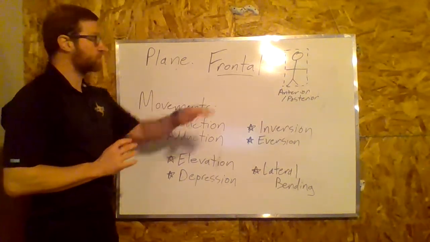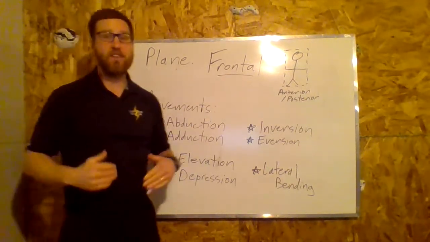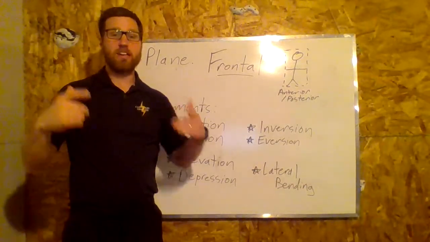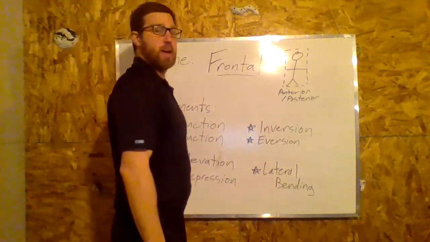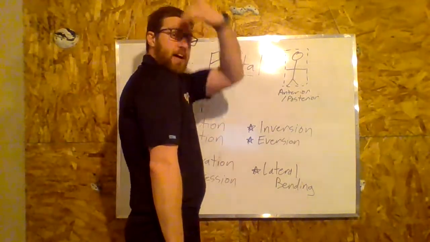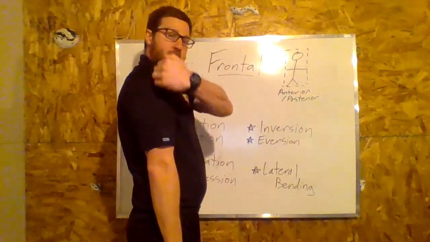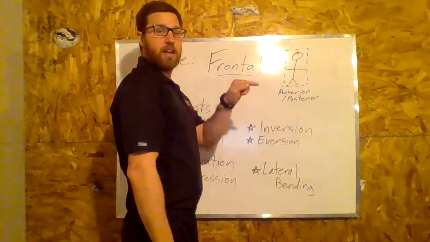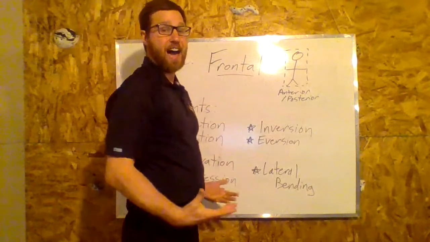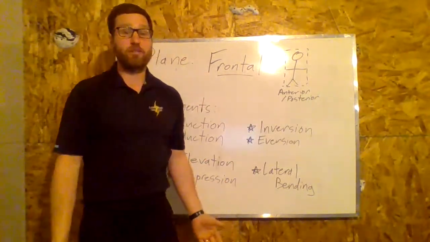We're continuing to look at planes and movements here, and we're going to talk about the next plane, which is the frontal plane. The frontal plane divides the body up into anterior and posterior halves. So if I was to stand sideways to you like this and put an imaginary line right here through my shoulder all the way down, that would divide me into anterior and posterior halves. So that is the frontal plane.